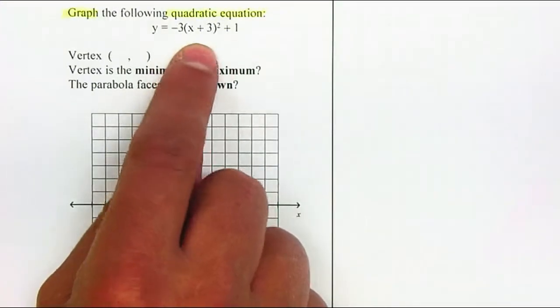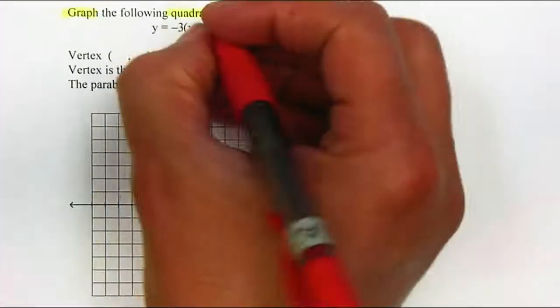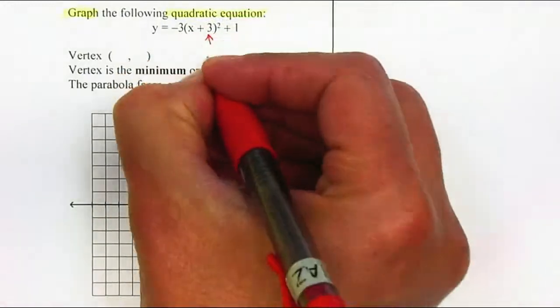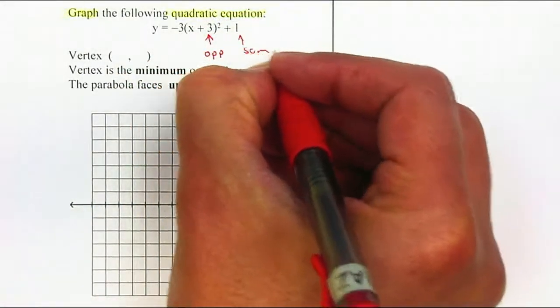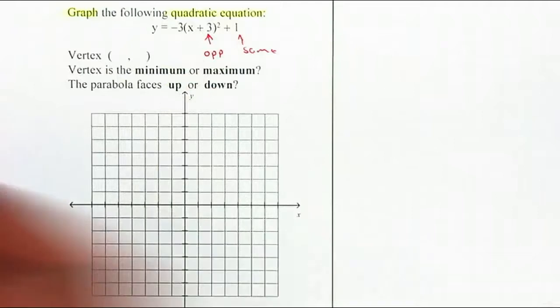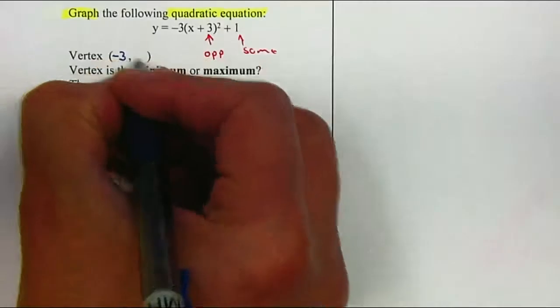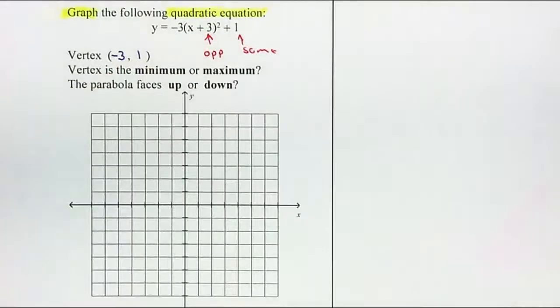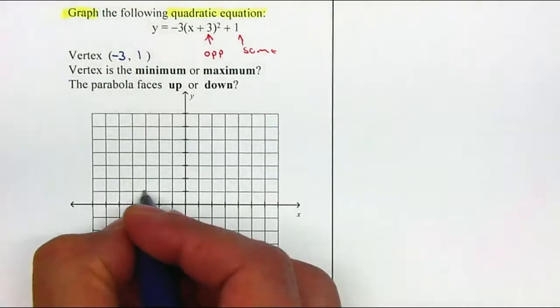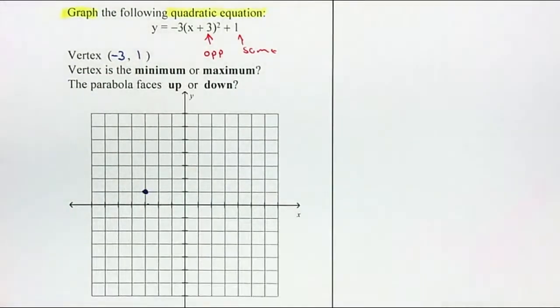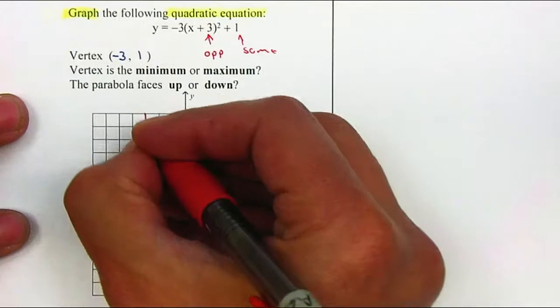It's in vertex form. Therefore, your h, remember this is the opposite, your k will remain the same. We have a -3 and a +1. So therefore I'm going to go to the left 3, 1, 2, 3, and up 1. That was my vertex. I'm going to draw the line of symmetry.